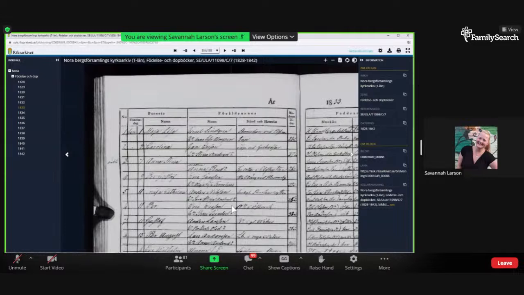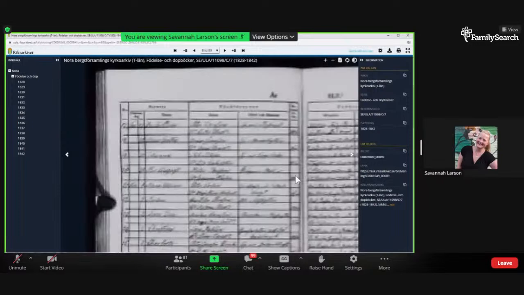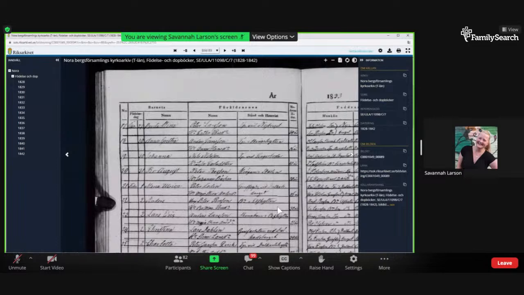And then you can go through page by page. The images are black and white, they're scans. So they're not quite as nice as you will often see on Archive Digital, but it's a perfectly good and usable resource that is available completely for free. So Riksarkivet is an amazing website, and it would be great to get familiar with it if you're going to be in Sweden.